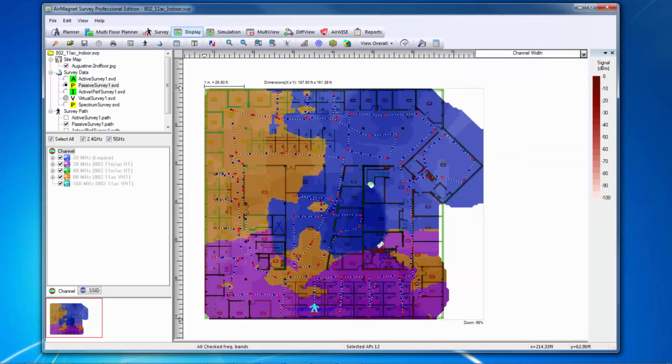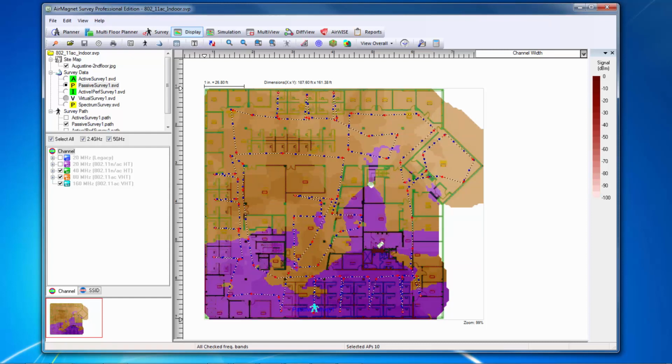Similarly, the channel width heat map shows a color-coded heat map based on the channel width of the APs heard during the survey. Again, the color shown will be that of the strongest heard AP. And again, I can select items on the left-hand side if I would like to see a heat map based on specific channel widths.